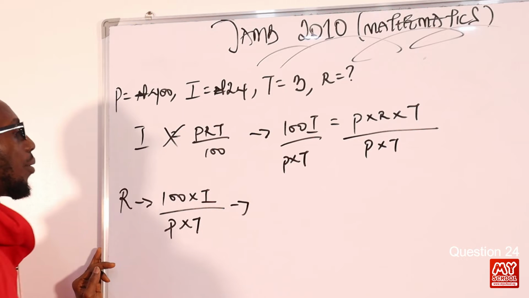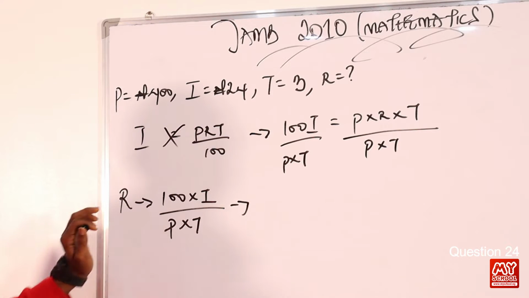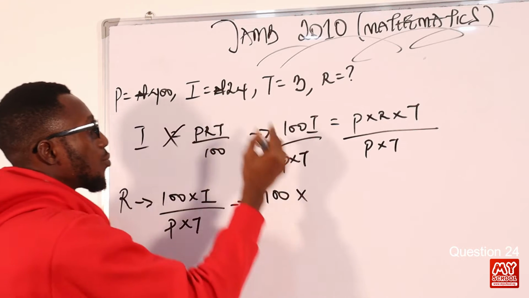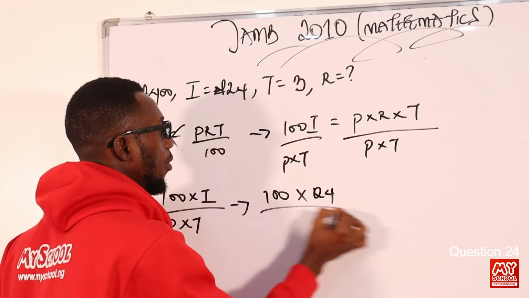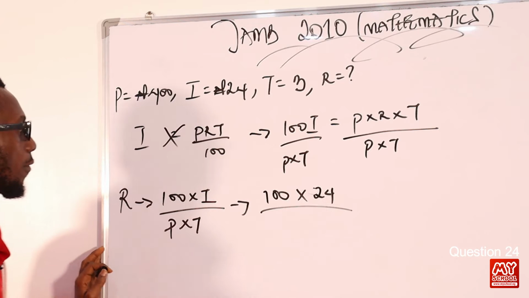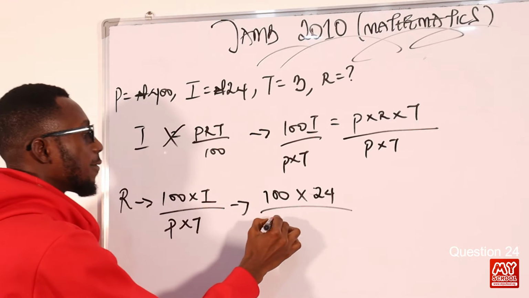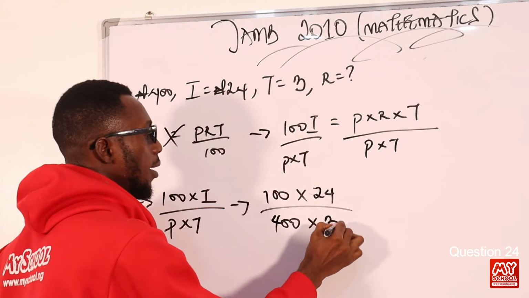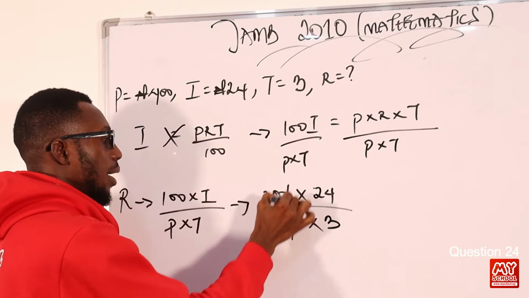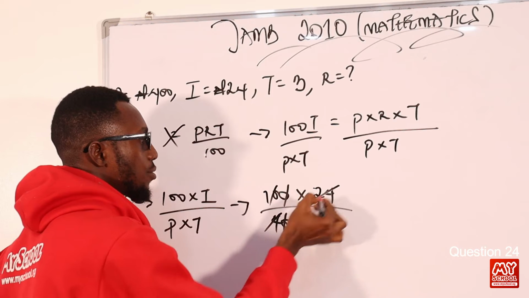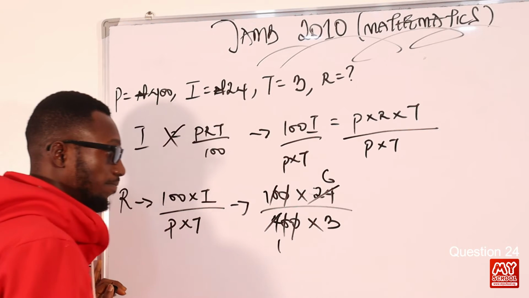All right. So 100 times the interest, that is 24, over our principal, that is 400, times the time frame, that is 3 years. So I can do this. You can, of course, punch your calculator, but I prefer to go this way.